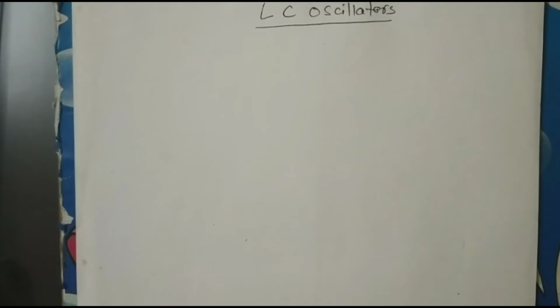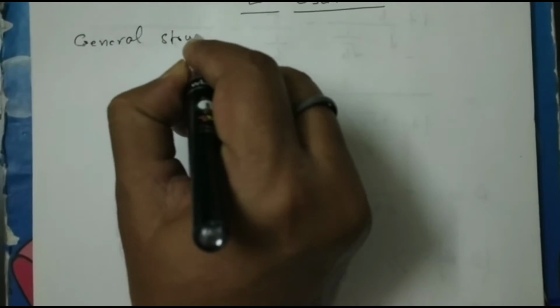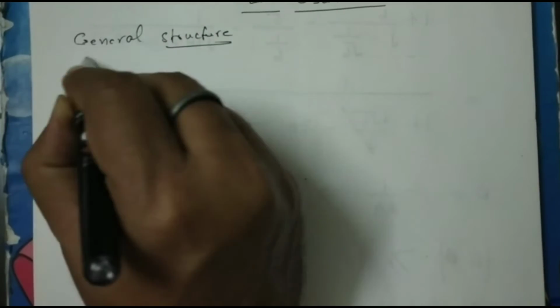Today I shall discuss the LC oscillators. One component is a capacitor and the other is an inductor in the feedback network, that is known as the LC oscillator. So here we shall discuss the general structure of the LC oscillator.